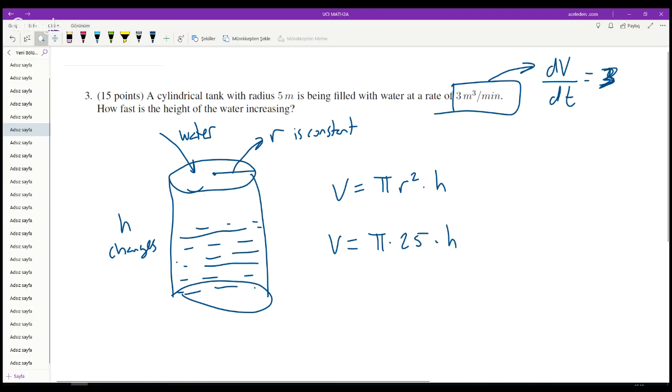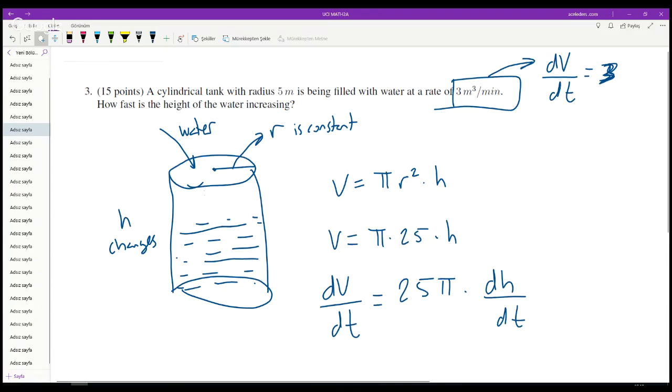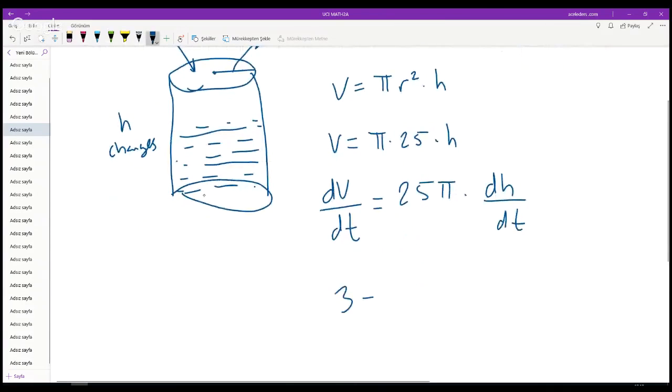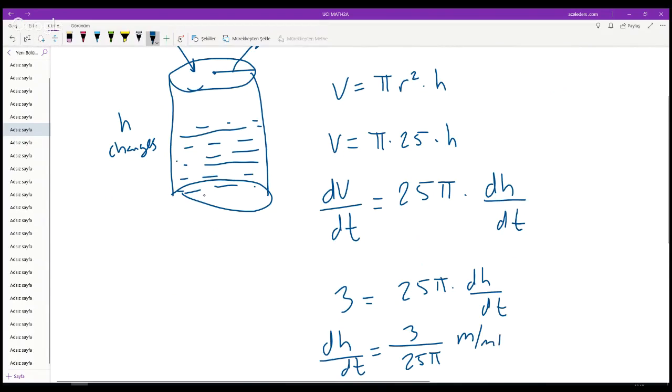So therefore, I can take the derivative with respect to t: dV over dt equals 25 pi times dh over dt. Now, you can see the end of the question. So 3 is 25 pi times dh over dt. Therefore, dh over dt is 3 over 25 pi meters per minute. Okay, so that is the solution.